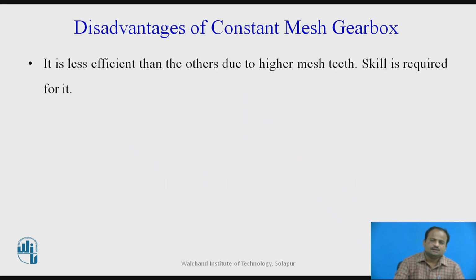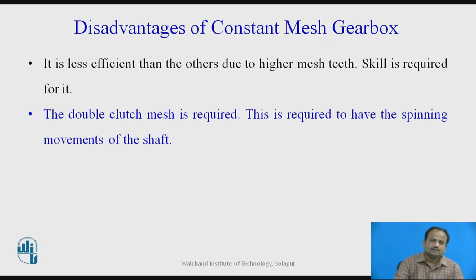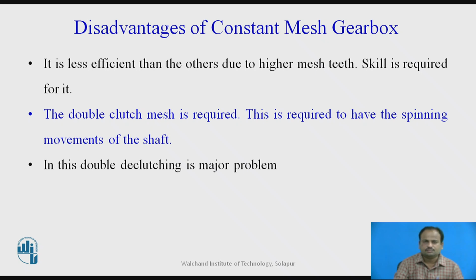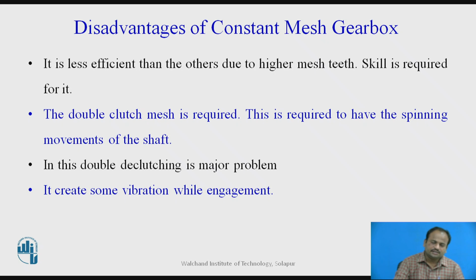Disadvantages. It is less efficient than others due to higher meshing teeth. Skill is required for it. Double clutching is required, to match the spinning speed of the shaft. In this, double declutching is a major problem. So once we apply the gear, to shift to the next gear, we need to declutch 2 times. That is the major problem in this particular constant mesh gearbox. It also creates some vibrations while engagement.